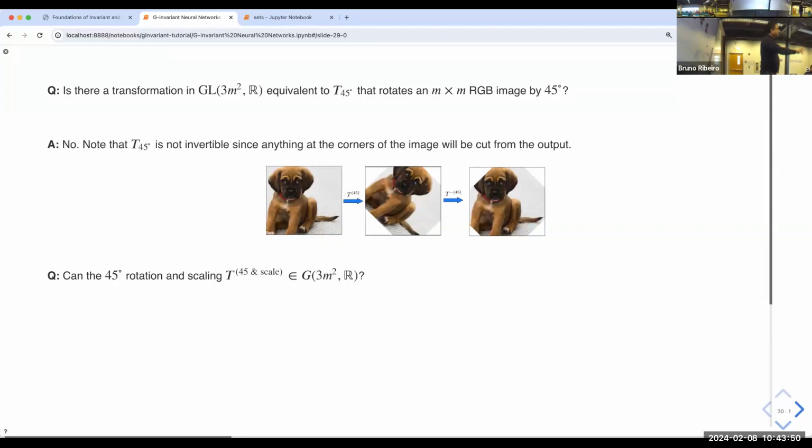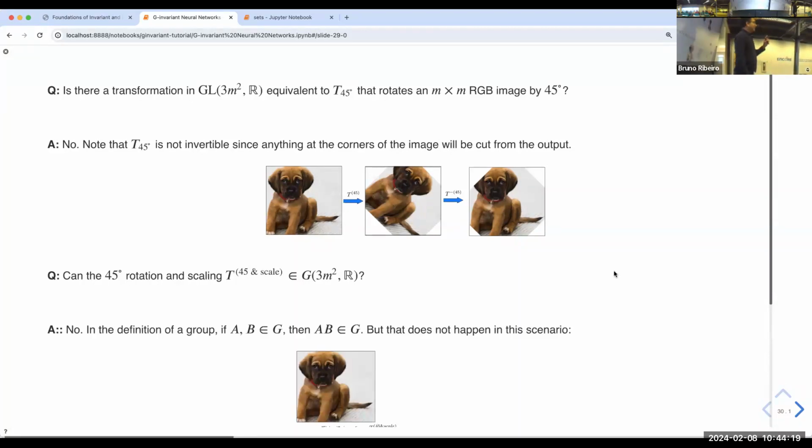Oh, I have a great idea. What if I scale? I can scale, right? I don't need to crop the cute dog. I can scale it down and rotate it. Is that okay? Does that form a group? Fine. It's fine. We have one fine. Is everybody fine? Yes, maybe? Yeah, all right.